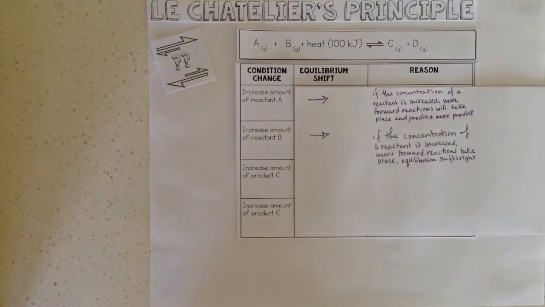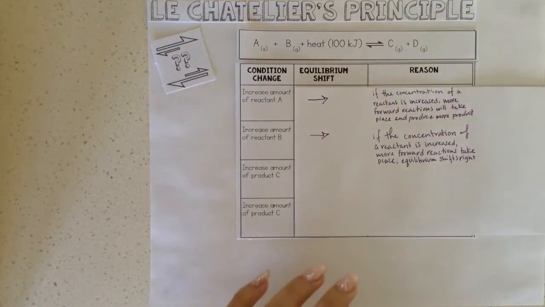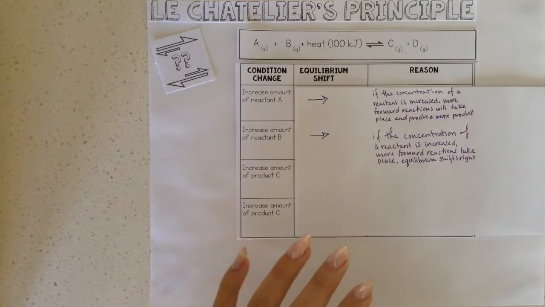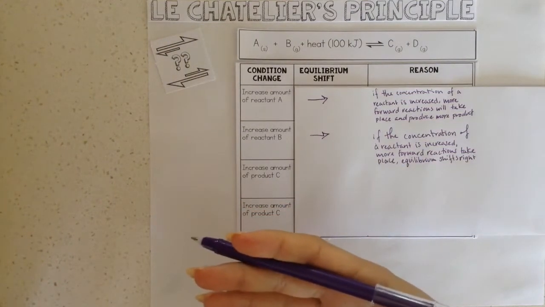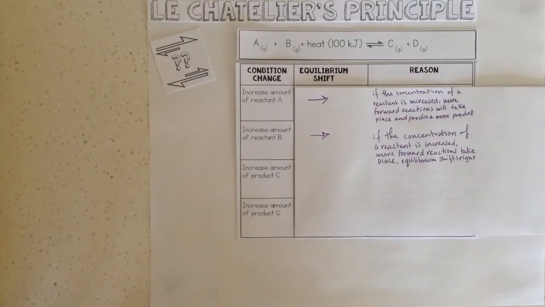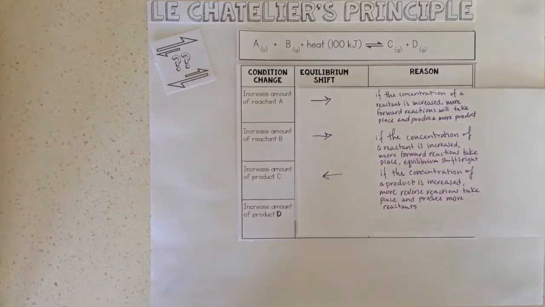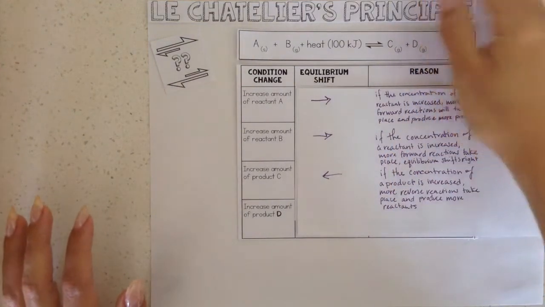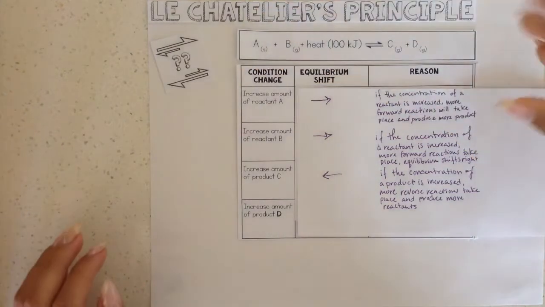If we increase the amount of product C, well, now it's more likely that the reaction in the reverse will take place, that you'll make your reactants. So the reverse reaction is going to take place more often. We've shifted equilibrium to the left. An increase in the amount of product D will give you the same result as an increase in product C. Any increase on this side means that equilibrium is going to shift to the left to eat up all of that extra product.